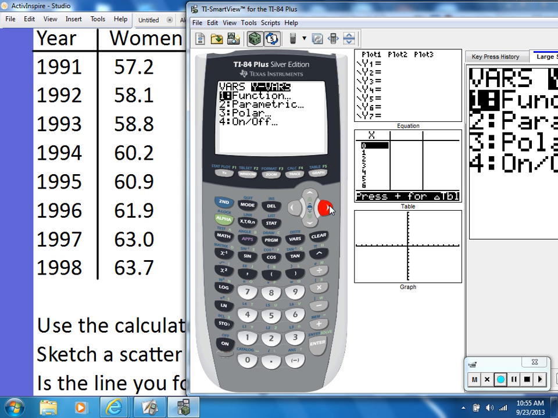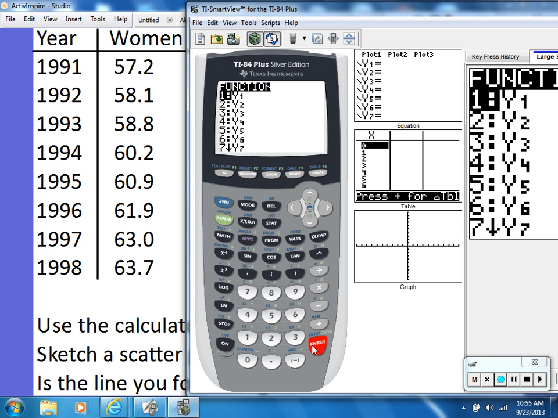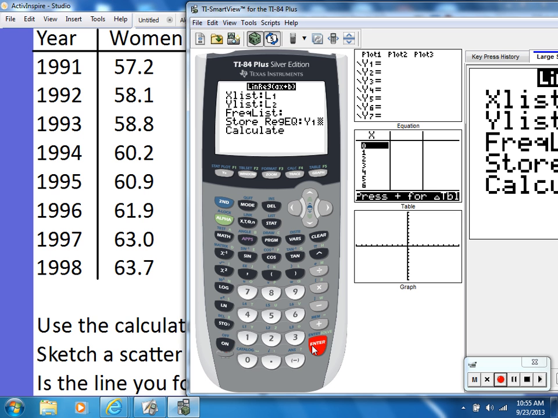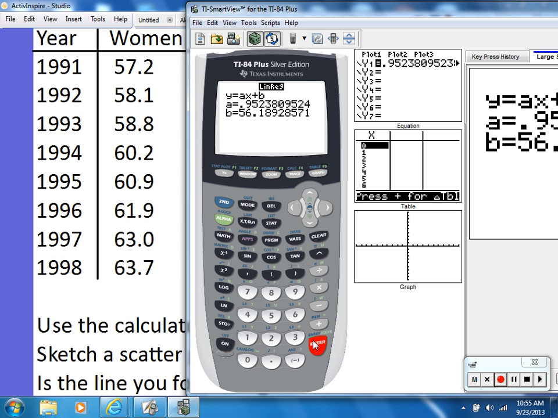And then you see how you have functions now? I'm going to click enter on functions. And on Y1, I'm going to click enter. And now I'll just go down to calculate and hit enter. So there's my equation. Y equals 0.95, I'm going to round that to 0.95, x plus 56.2. Go ahead and write that equation down.